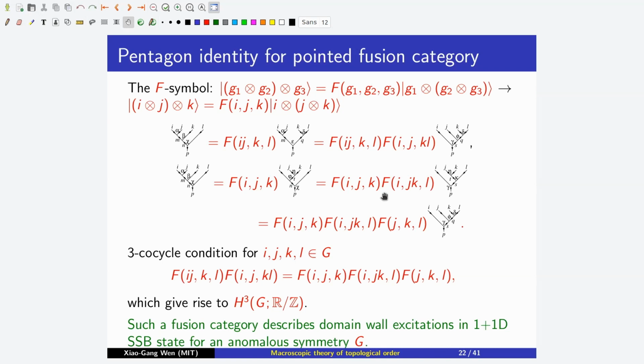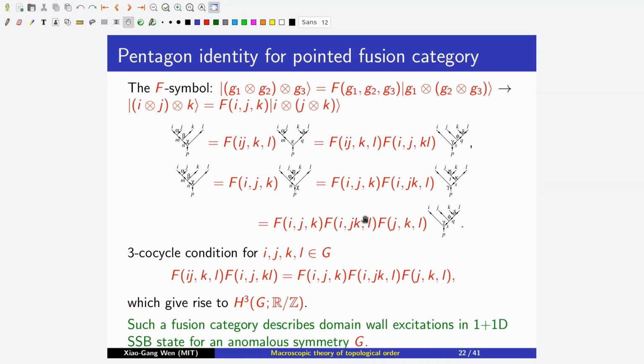But the anomaly is seen more indirectly: we have to go to the spontaneous symmetry breaking state of the anomalous symmetry. Then their domain wall fusion would reveal the anomaly. And the domain wall fusion would have this non-trivial CJ symbol, and that reflects the anomaly. So this is a feature of the symmetry, and this CJ symbol, F symbol may capture this actual feature of the symmetry.